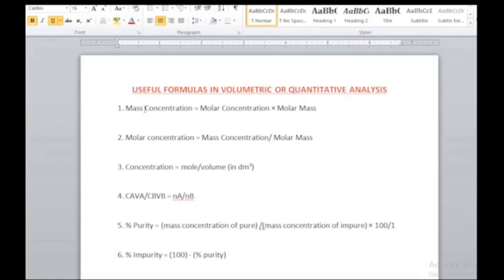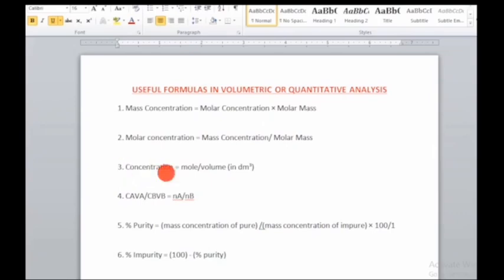Now, we have mass concentration. As we can see here, the formula for mass concentration is molar concentration times molar mass. If we are looking for molar concentration, we can make it the subject of the formula to get mass concentration divided by molar mass. We could also be looking for molar mass, which would then be mass concentration divided by molar concentration.